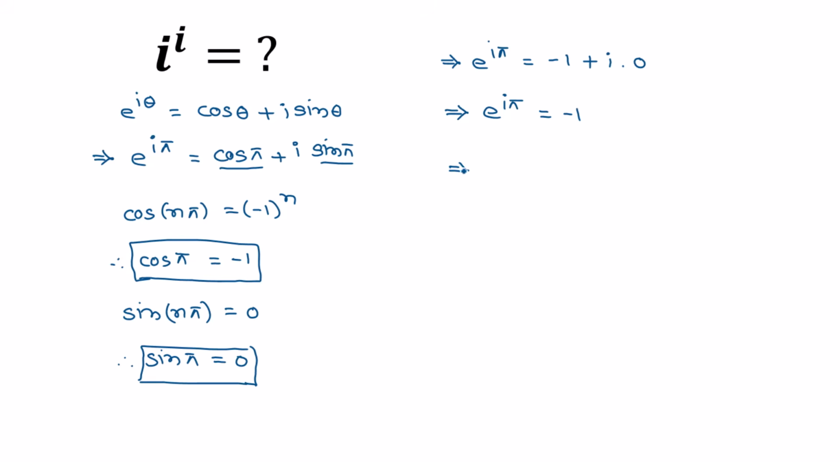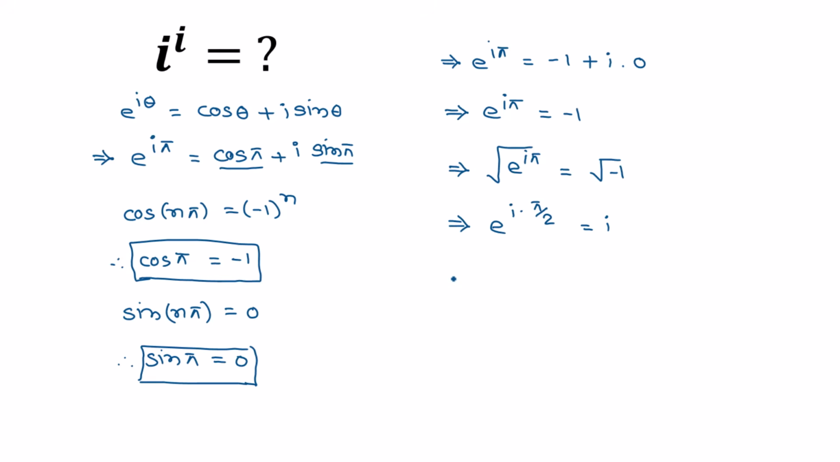Now taking the square root of both sides, we get the square root of e to the power of I times pi is equal to the square root of the right side, which is -1, or this square root is the power of 1 over 2. So the left side will be e to the power of I pi over 2. So e to the power of I times pi over 2 is equal to the square root of -1. This is the imaginary number I.